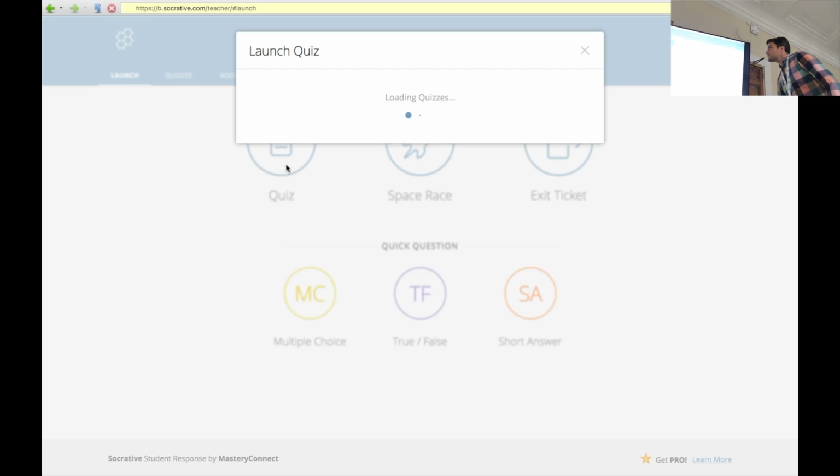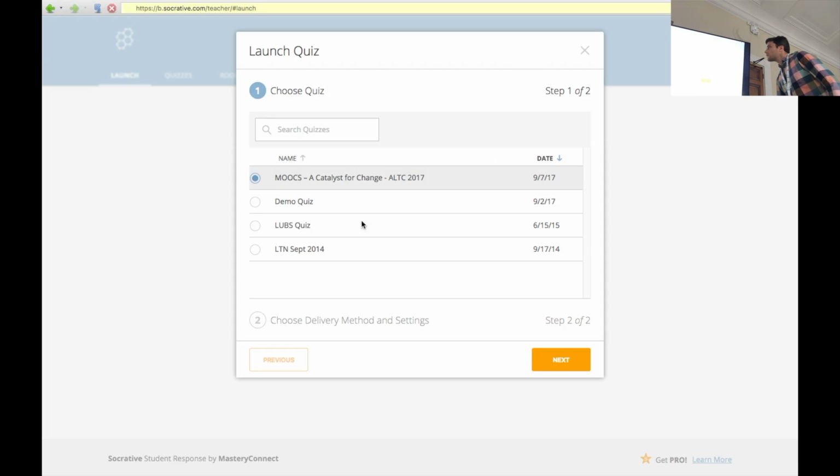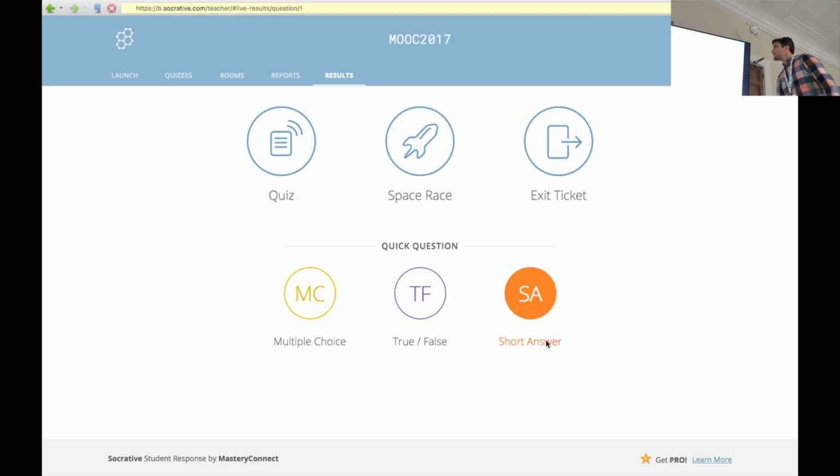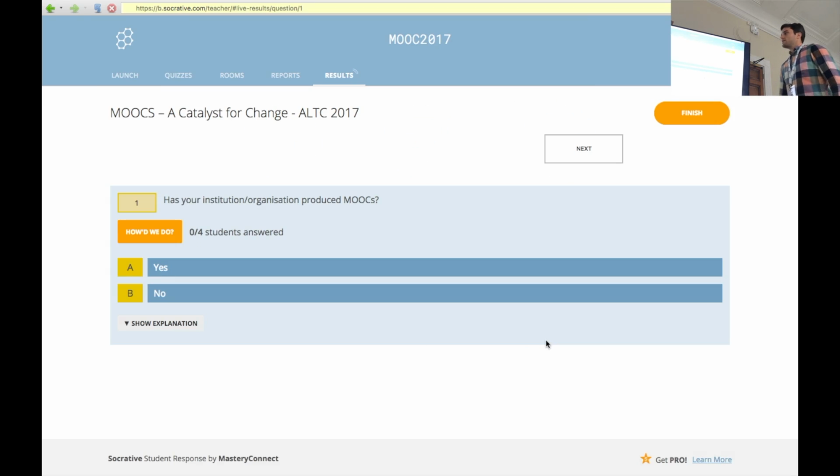So let's start this then. We can do this nice and anonymously, I'm not going to ask for names. So here's the first question. Has your institution or organisation produced MOOCs? So we've got 4 people logged in. Is it okay if somebody isn't logged in? Yeah, my connection dropped. Okay, not to worry. Feel free to join if you can, but don't worry about it.